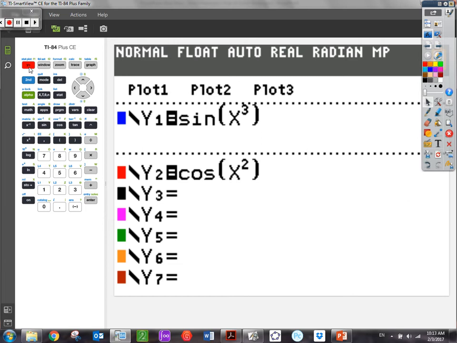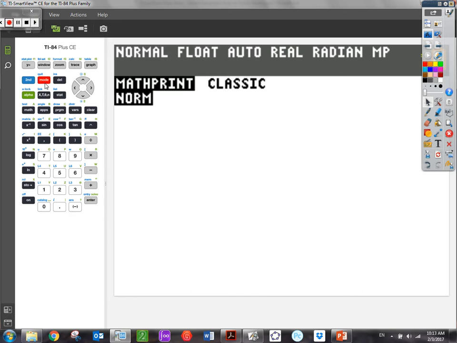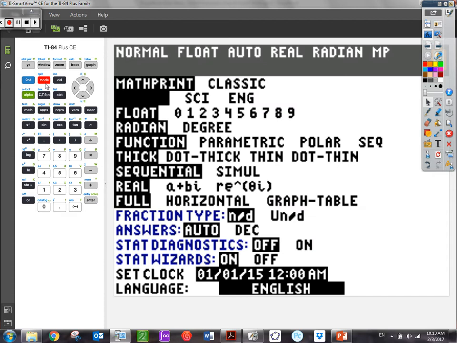Okay, so we're using trig functions. It's going to be significant whether we're in the proper mode. We really always need to be in radian mode unless it specifies otherwise. So just check, make sure that you are in radian mode, and I am, so we're good to go. Okay, so we'll go out of there.